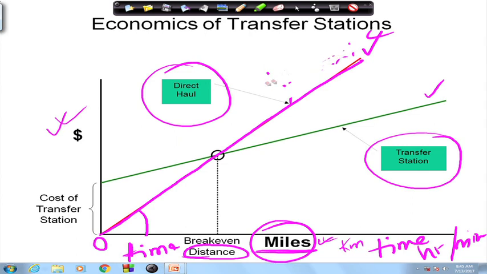So now what is the other one? Why doesn't the other one start at 0? Some of you may have already figured it out. If this is starting at 0, why is the other one not starting at 0? The transfer station part. The reason for that is already explained here. It is the cost of the transfer station. Because, as I explained in the previous slide, if you are going for this transfer station option, there is a cost to build the transfer station and there is a cost to operate the transfer station. And that cost has been given over here.